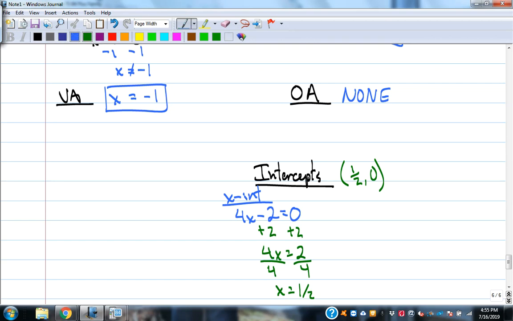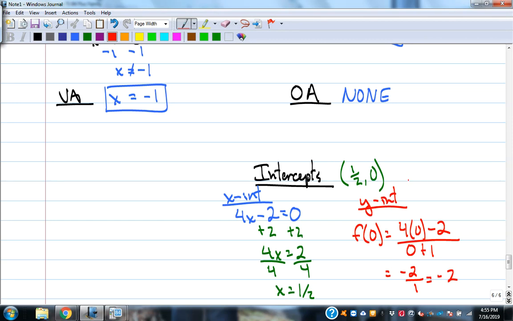And for the y-intercept, plug a 0 in for x. 4 times 0 minus 2 over 0 plus 1. That would be negative 2 over 1, which is negative 2. We have another intercept at (0, -2). We have a y-intercept and an x-intercept. We have a horizontal asymptote and a vertical asymptote.